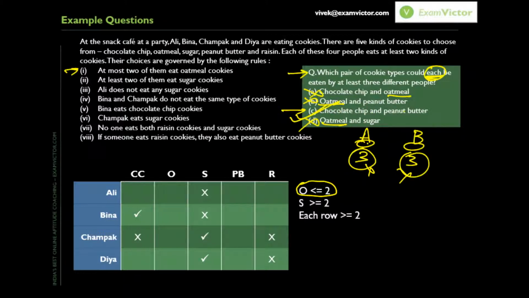Chocolate chip and peanut butter. There is no restriction. Chocolate chip and peanut butter, both of them could be eaten by at least 3 people, and that is your right answer.